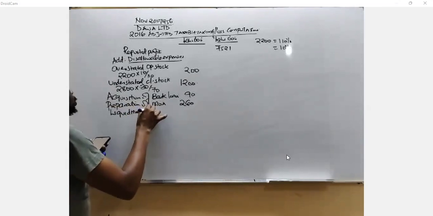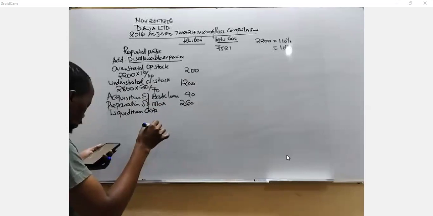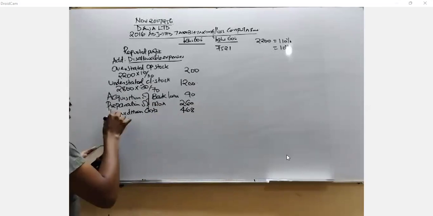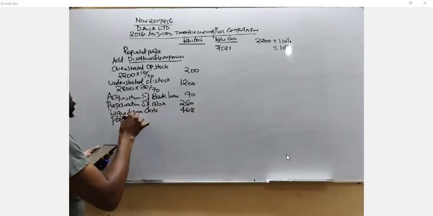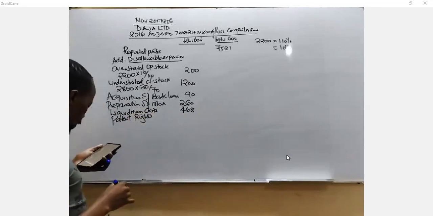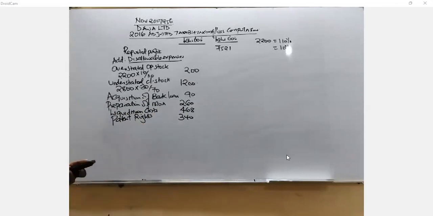The liquidation costs are a disallowable expense amounting to 468. The other one, we have patent rights. You know what this means. The patent rights amount to 340. Then the other one, we have the notices to defaulting debtors.